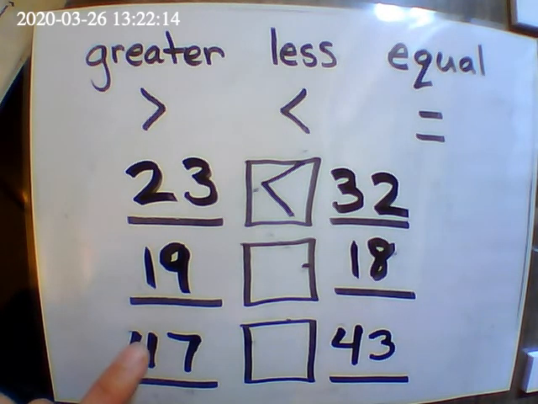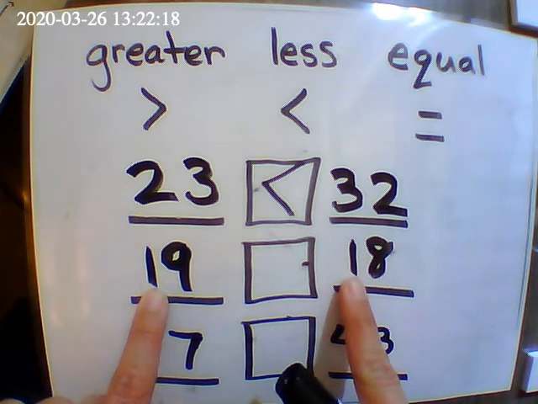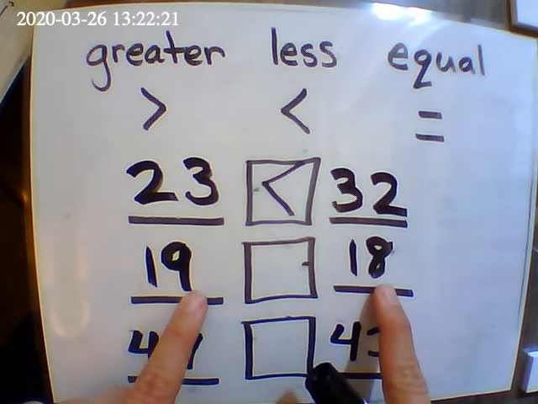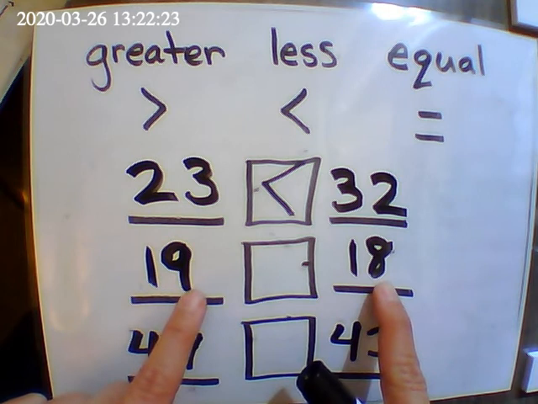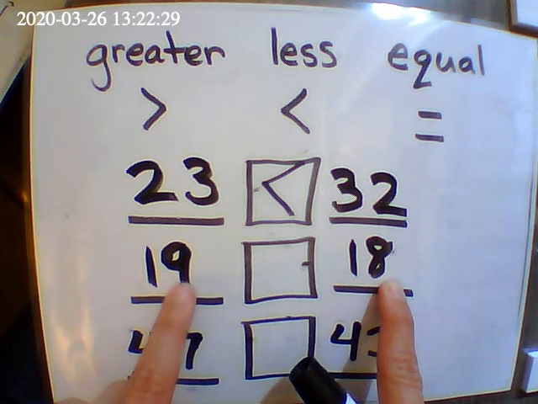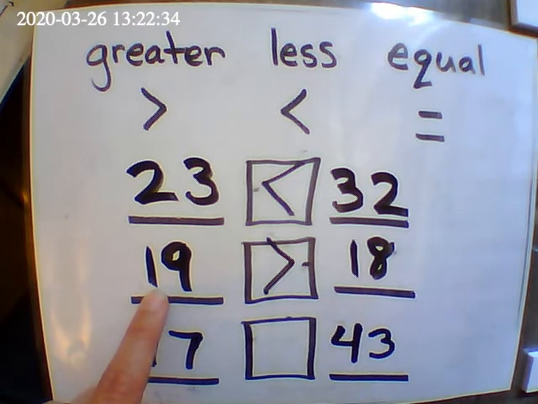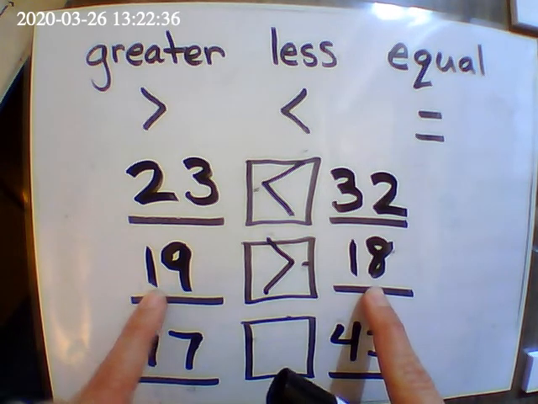Now we have 18 and 19, so touch the tens. They both have 1 ten, so then we jump to the ones. We go back a spot. We have 9 ones and 8 ones. Which is the greater number? Which is the bigger number? The 9. So we would say 19 is greater than 18.